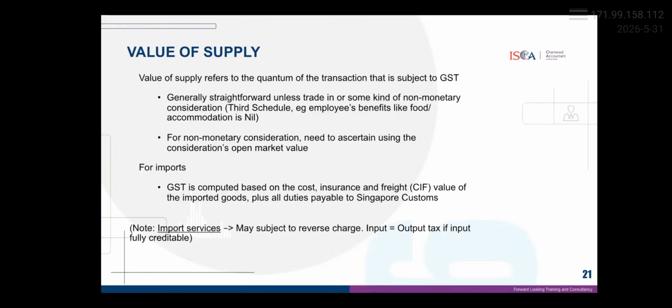Now we have talked about the time of supply and the type of supply. Now we need to know what the value of supply is.